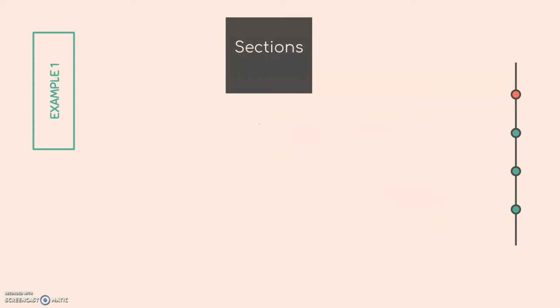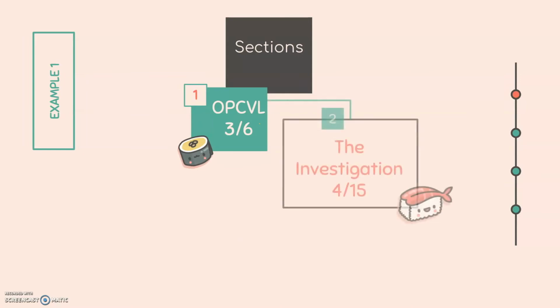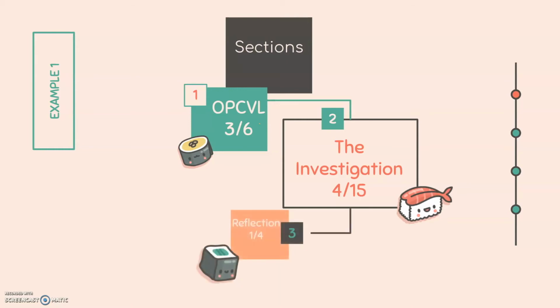So example number 1, they scored a 3 out of 6 for the OPCVL. Section 2, they scored a 4 out of 15 because they greatly lacked analysis. Their evidence was not relevant or credible a lot of the time, and they tended to stray off topic, like many of you noticed. Section 3, they got a 1 out of 4 on the reflection because they wrote as a high school student and not as a historian.